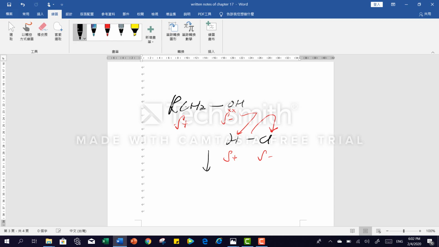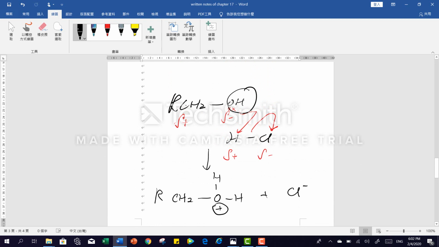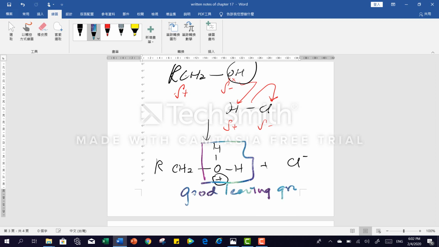Then what will be happening is it becomes this one, okay? The reason for that is after this OH group captured a H, it becomes this group, right? And this group will be a very good leaving group. I think I told you in the class before, which means this bond is easy to be broken, okay? So the next step, I think you can guess it, right?